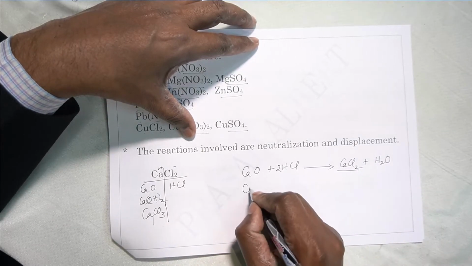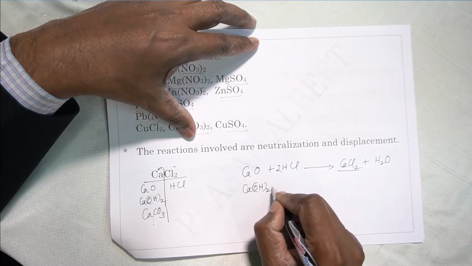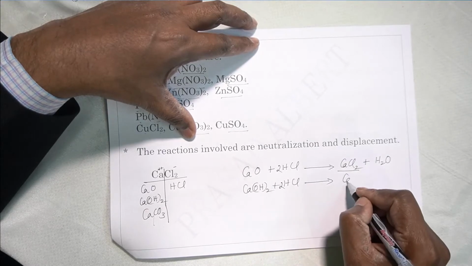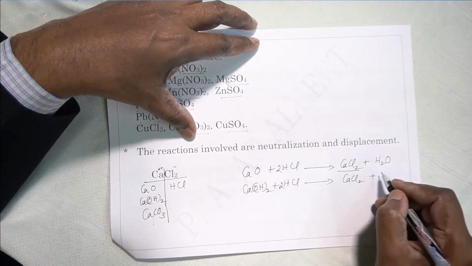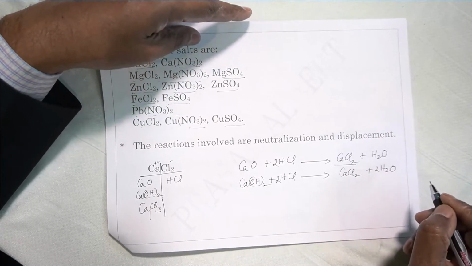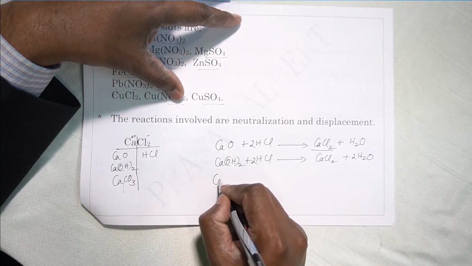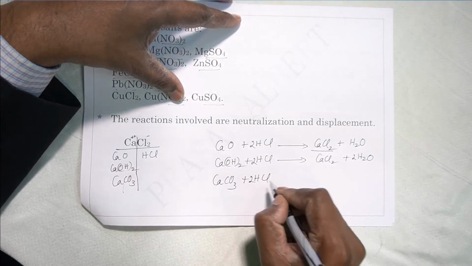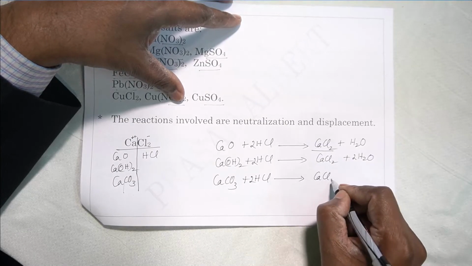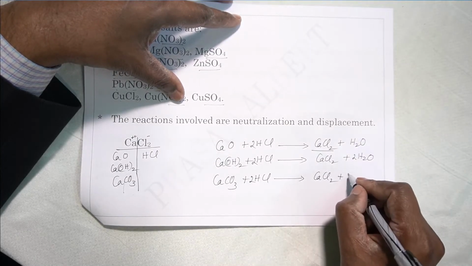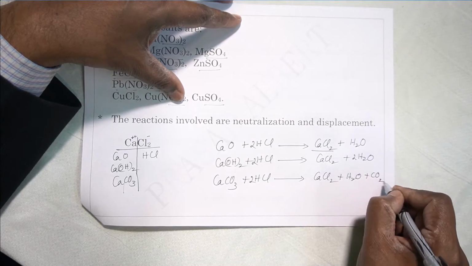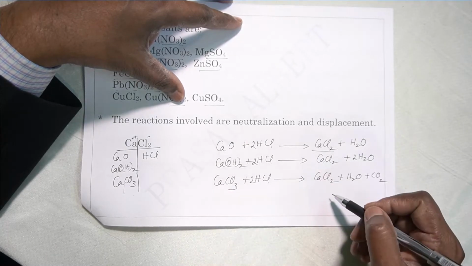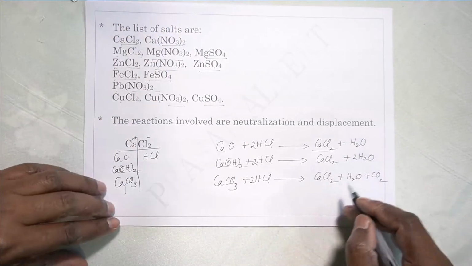The second method is for metal hydroxide. Calcium hydroxide is a base, plus acid HCl. Again calcium is divalent, so 2 HCl is required. You get CaCl2, plus there are 2 OH groups, so there will be 2 water molecules, 2H2O. Then we have calcium carbonate, CaCO3 plus 2HCl, since calcium is divalent. CaCl2 will be produced. Carbonate plus acid gives salt plus water plus carbon dioxide, which we know already. So all the 3 reactions give us calcium chloride. The solution on evaporation will give you the salt.